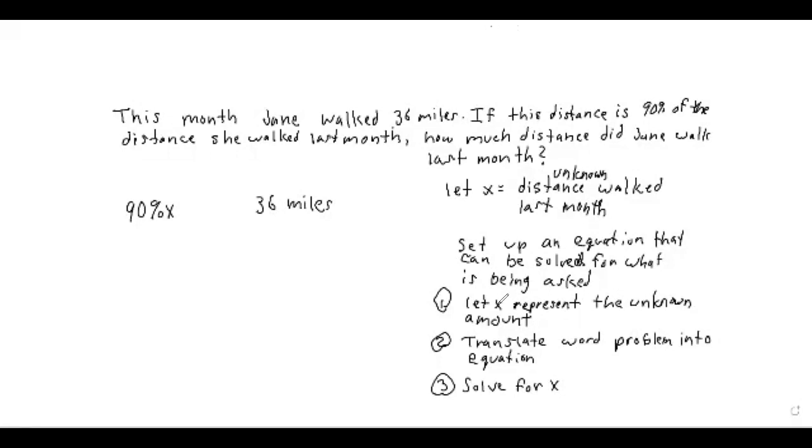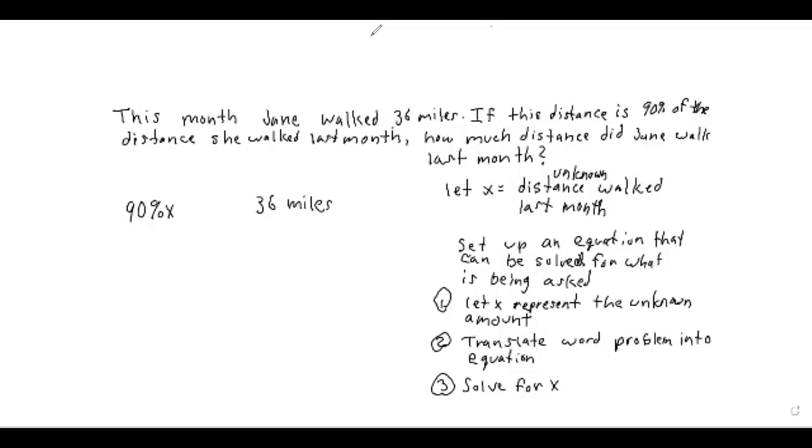Well, first, we let x represent the unknown amount. So we look at the word problem looking for the unknown amount, right? If you read the question, the unknown is usually what they're asking for. It says, how much distance did Jane walk last month? Usually they use x, right? So we're going to let x equal the distance that Jane walked last month when we're setting up our equation. That's what we're going to use for that quantity because we don't know what it is yet, right?